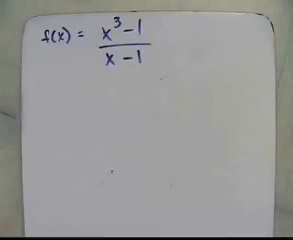Okay. Go back to your y equals, and let's just type this in. So we're going to go x to the third, and then minus 1. And then we're going to divide that by x minus 1. Make sure you use parentheses. Oh, whoops. If you don't use parentheses, then it'll get you the wrong thing.